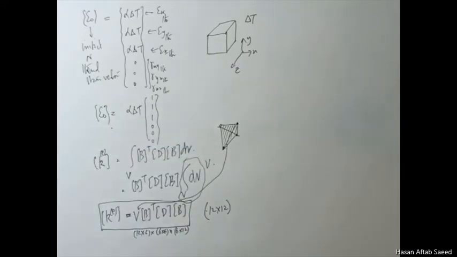So that makes sense. And for each problem we'll just assemble B for each element, then transpose it, take D, and then use this expression to get K, which will be 12 into 12.